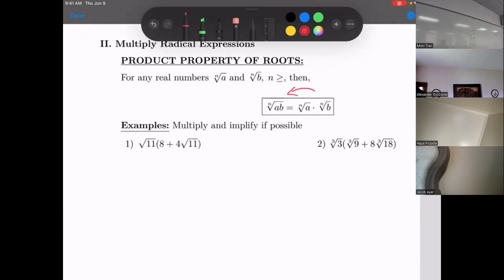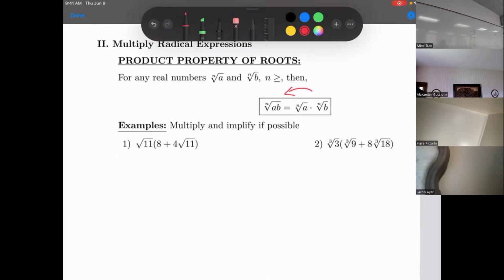So let's do this. Square root of 11 times 8. Now, 11 is under the radical, but 8 is not. So this is the same thing as 8 times the square root of 11, right? You cannot put the 8 inside the root. If you want to, you have to square it. Because what number, when you take the square root, gives you 8?